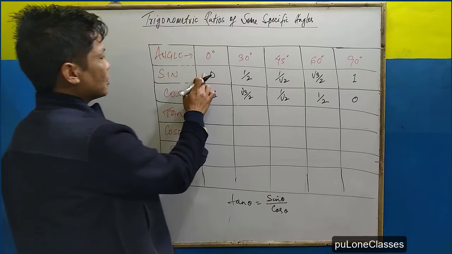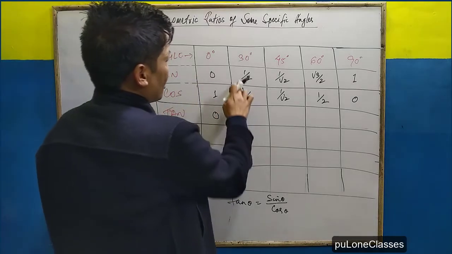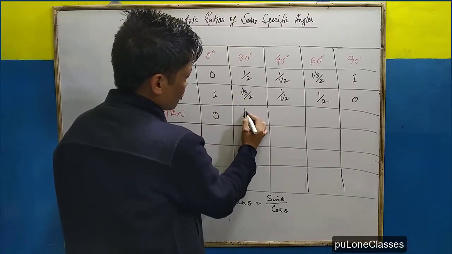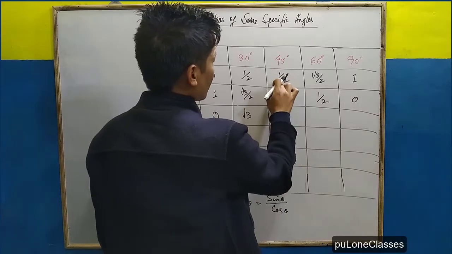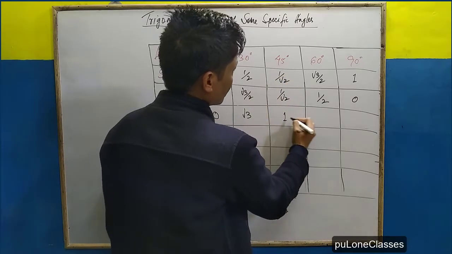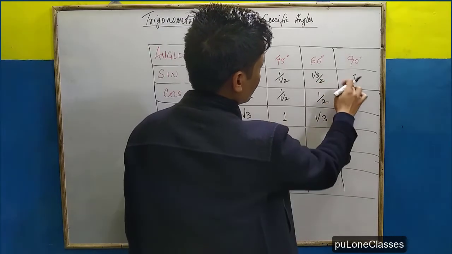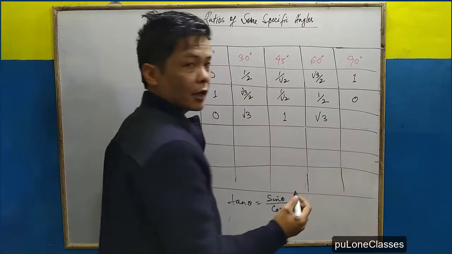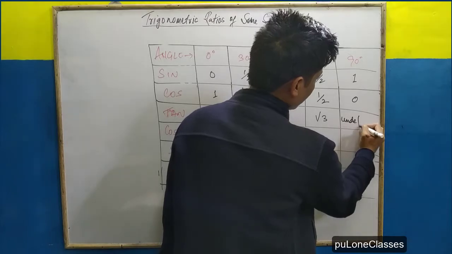If I divide sine by cos, 0 divided by 1 is 0. Half divided by root 3 by 2, I'll get 1 by root 3, so 2 and 2 get cancelled. Then 1 by root 2 divided by 1 by root 2 is 1. Then root 3 by 2 divided by half is root 3. And 1 divided by 0 is undefined. Any number cannot be divided by 0. So this one is undefined.